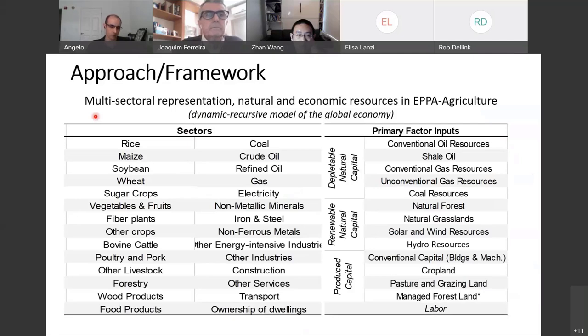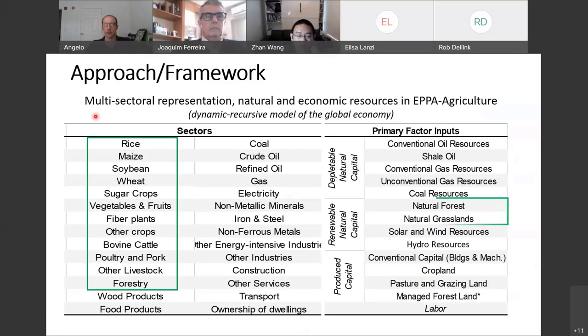So our model, the EPPA agriculture model, just expands the former version of EPPA that had only three land use sectors. Now we have a more disaggregated representation of the agriculture sector based on the GTAP database, GTAP 9 database. And we try to represent the natural factors, the natural ecosystems, mostly due to natural land use, like natural forest and natural grassland, but also we capture how those lands could be transformed to cropland, pasture, and managed forest, or those produced capital land could get back to natural states.